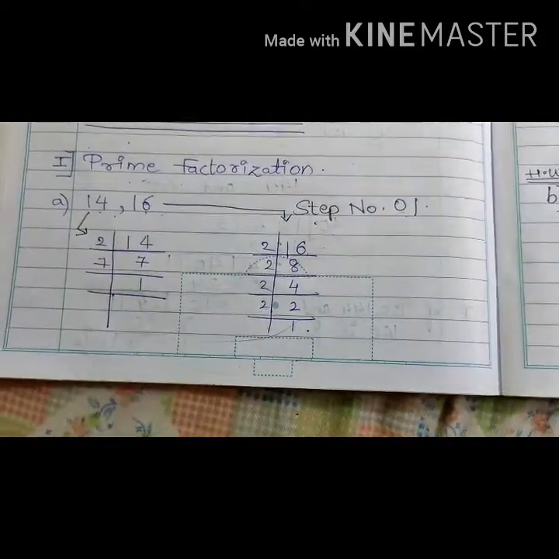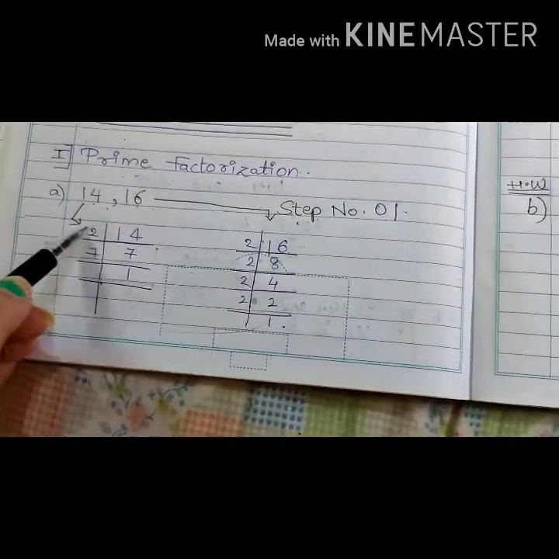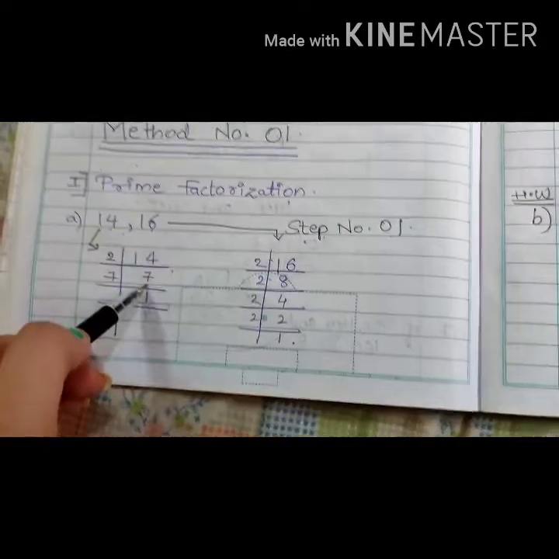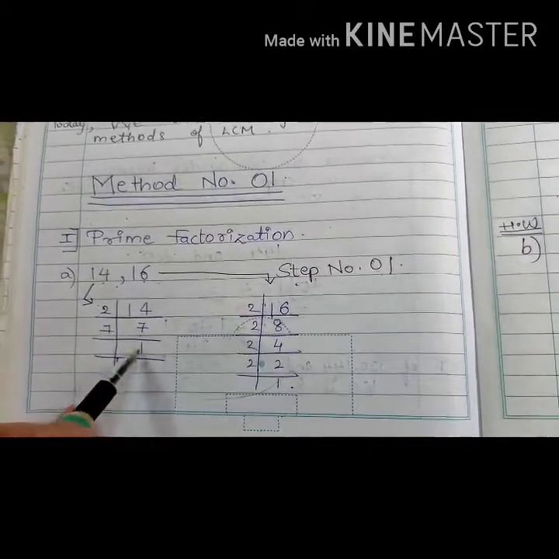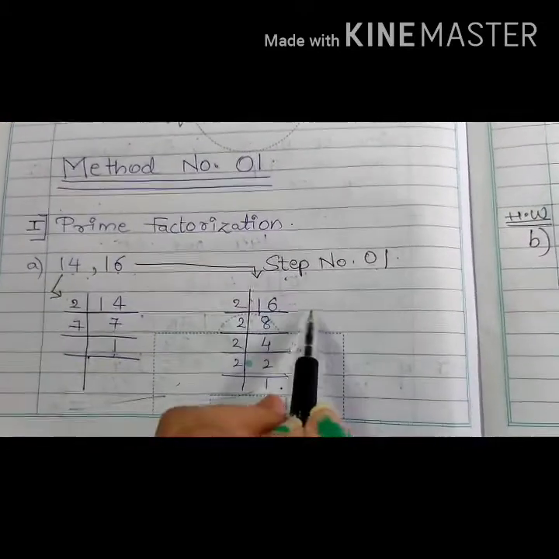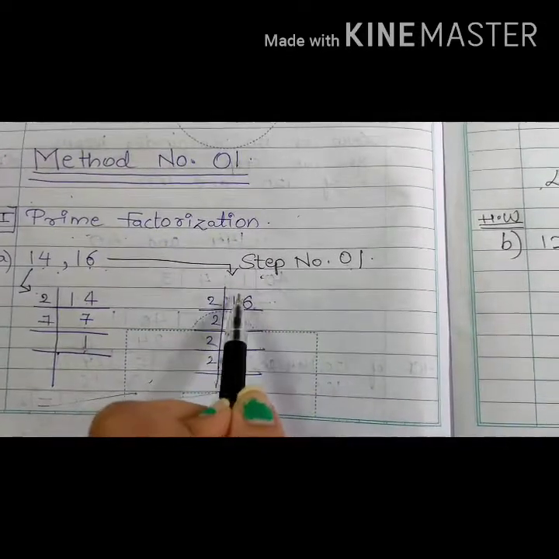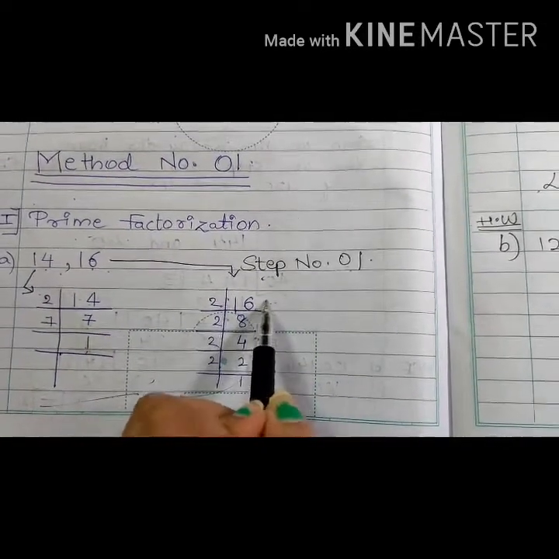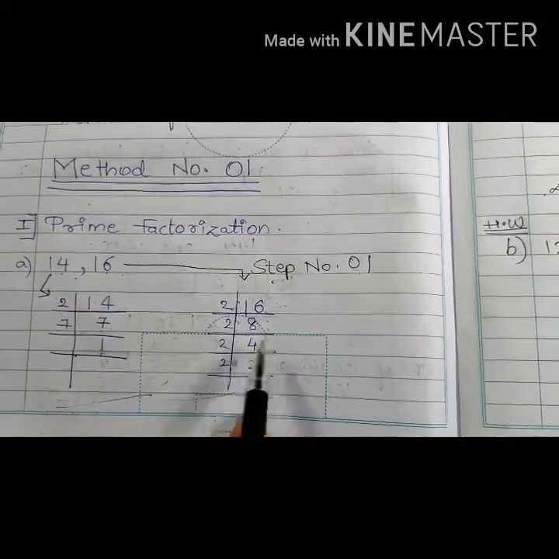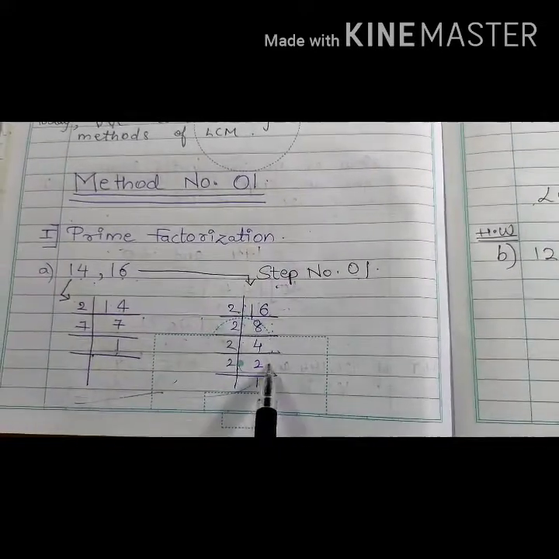14 and 16. So how you are supposed to do is 2 sevens are 14. Now 7 is a prime number. So 7 ones are 7. You have got a 1, stop it over here. Now it comes for 16. 2 8s are 16. 2 4s are 8. 2 2s are 4. 2 1s are 2.